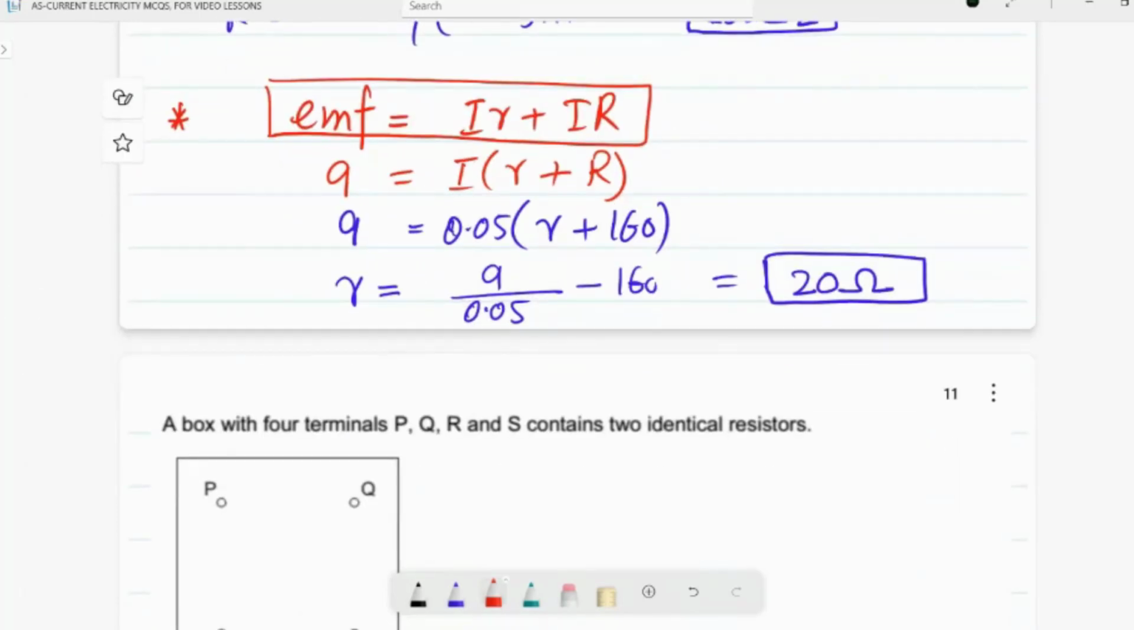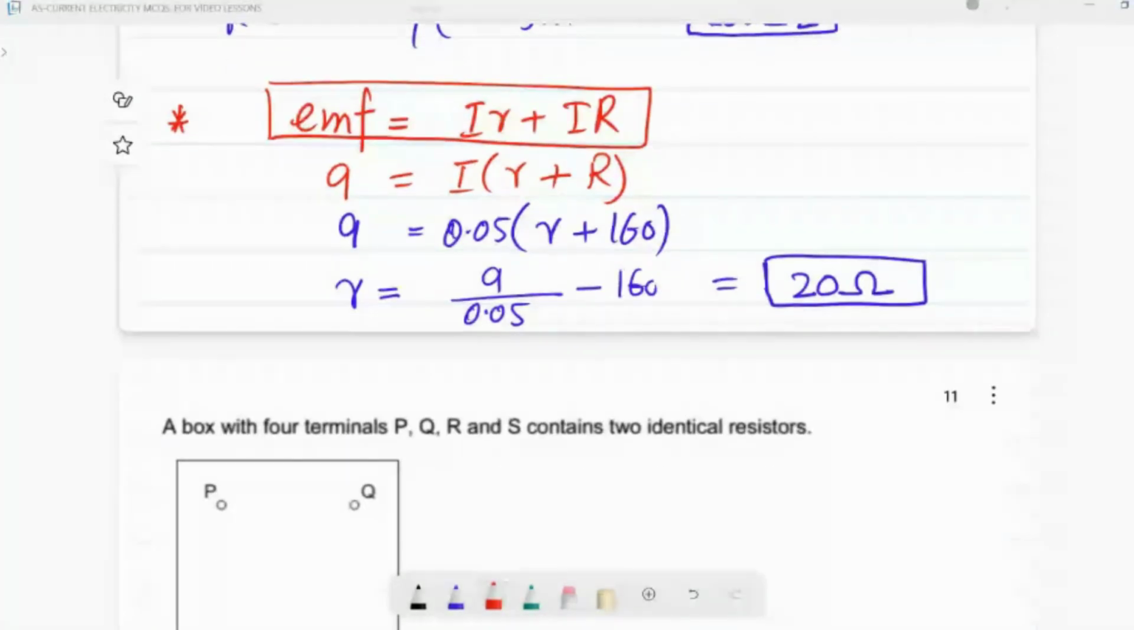Hope this video will help you out for your concept of internal resistance.